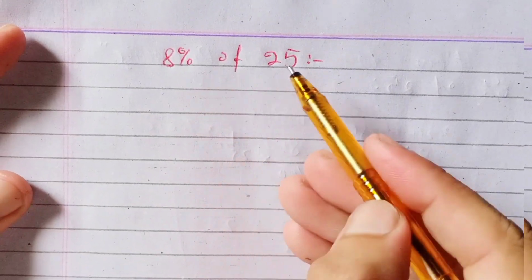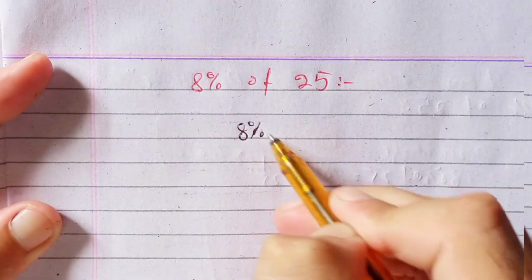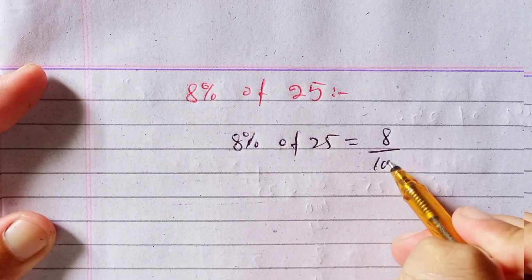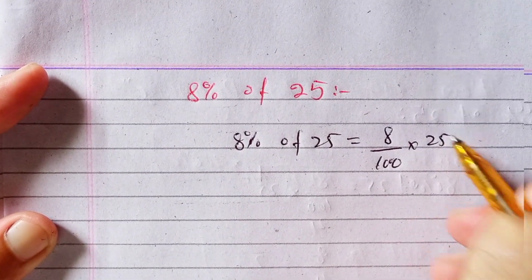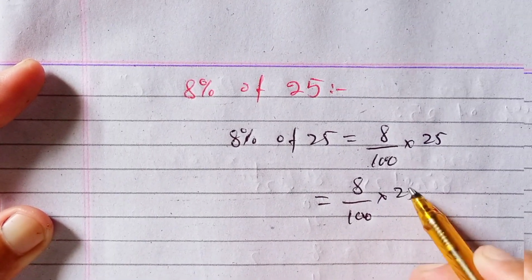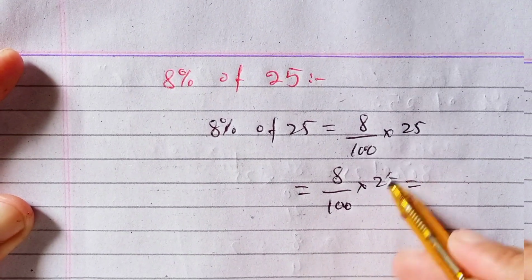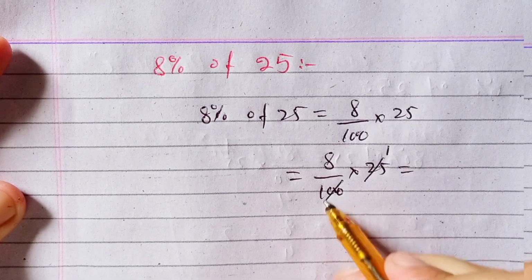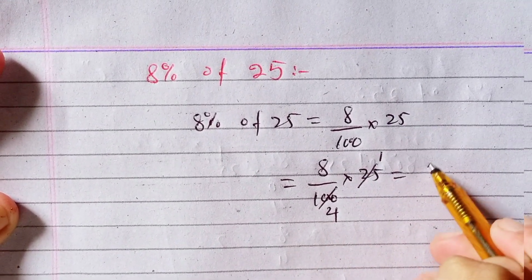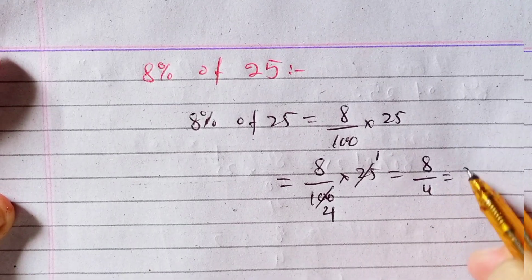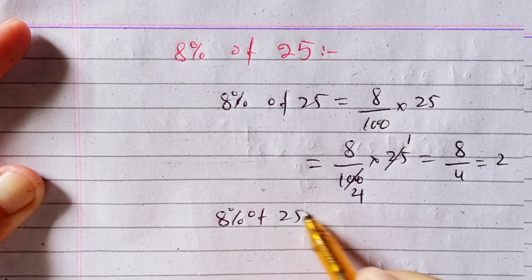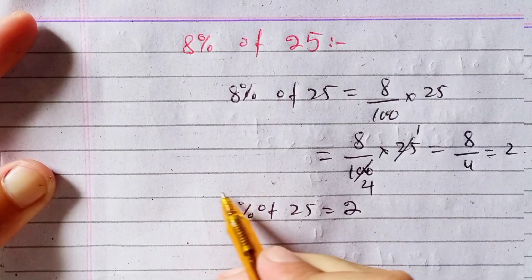What is the 8% of 25? So 8% of 25 is equal to 8 over 100 multiplied by 25. So 8 over 100 multiplied by 25 is equal to, 25 times 1 is 25 and 25 times 4 is 100, which is equal to 8 over 4 or 2. So 8% of 25 is equal to 2.